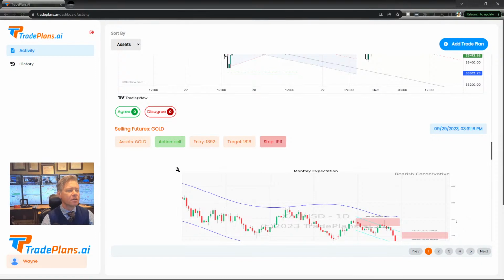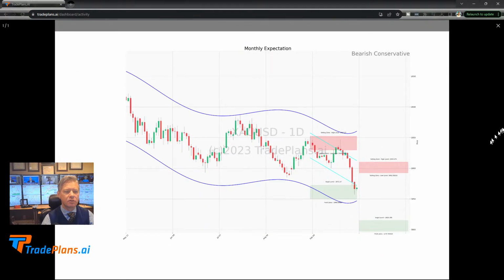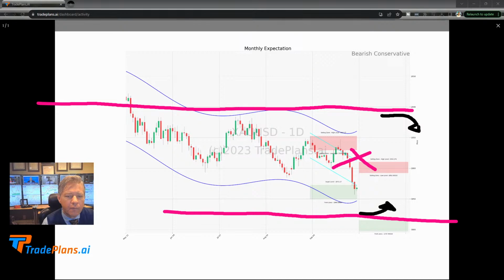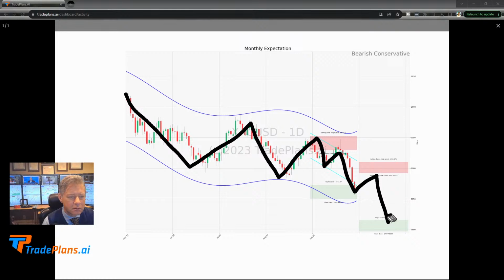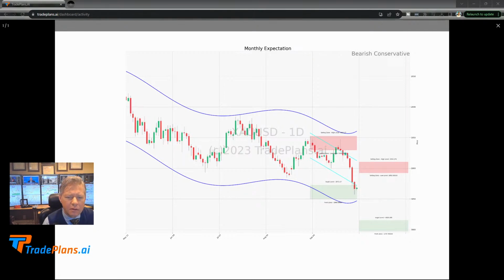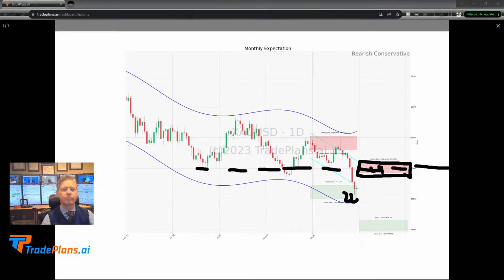Let's take a look. Selling gold, 1892. Okay, 1892. Yeah, lower low, lower high. And fundamentally, yeah, 1892. Yeah, I agree with that. Yeah, so sell right in here, after a lower low, so now you set up a lower high off of a role reversal. Yeah, totally. Yeah, good job.